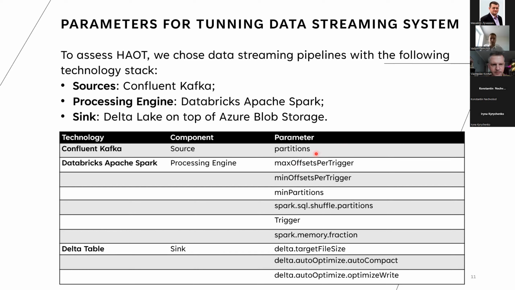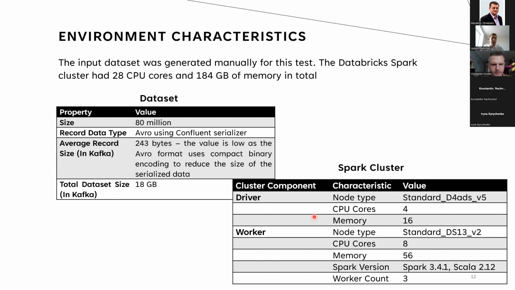For Confluent Kafka, we used only the partitions of the input Kafka topic, the number of partitions. Then, what are the most important ones? This one controls the size of the batch. Spark partitions define how many consumers we will create for reading Kafka. Kafka partitions and other parameters. Then we used a huge data frame of 80 million records that was processed on a cluster of more than 180 gigabytes of RAM.